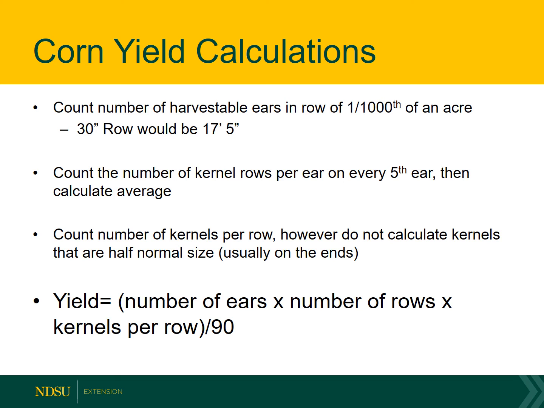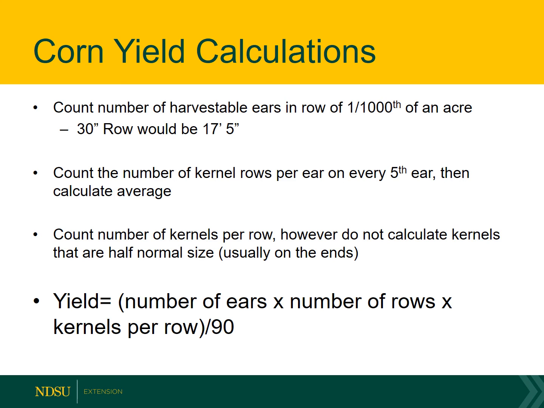But just based on 30-inch row, it'd be 17 feet and 5 inches that you'd want to count the number of ears in. After you get those ears, you're going to count the number of kernel rows per ear on every 5th ear in that row that you did. And then the next one that you do is count the number of kernels in that row. But do not take the small kernels at the ends or the weird large ones at the other end of it either. We want to have the good full-size kernels that are going to give us the most uniform yield.